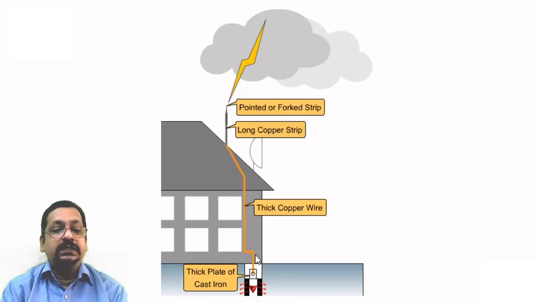This is the wire, and it goes directly into the ground, and in the ground it is connected to a thick plate of cast iron. So this particular copper wire and copper strip provides the path for the lightning to go directly to the ground. So when lightning strikes like this, it goes through this copper plate and through this copper wire directly to the ground, and it won't fall on the building or the roof of this house, and it will avoid damage.